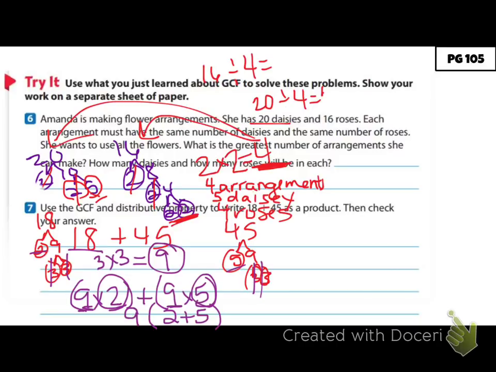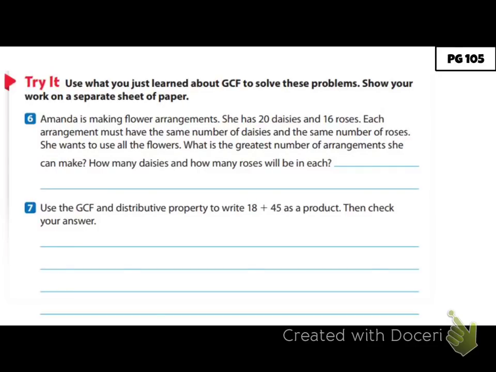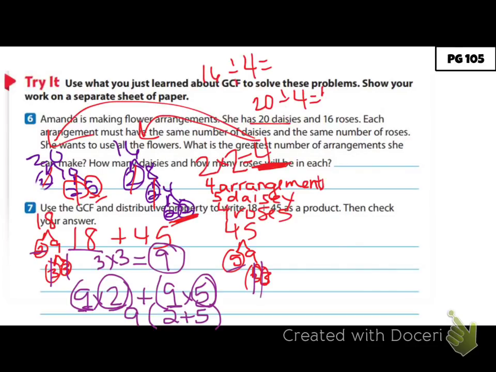So 18 plus 45, if I add them up, gives us 63, and then if I come down here, 2 plus 5 gives us 7, and we're still multiplying it times 9. 9 times 7 gives us 63. So, yes, we know that our answer is correct because we checked it and it equals the same thing.